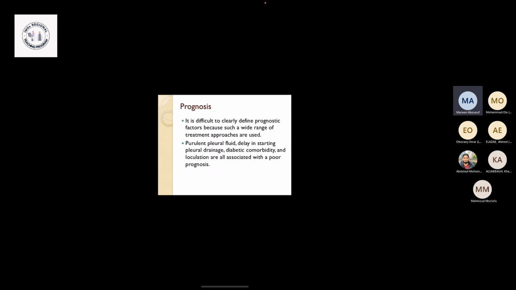For the prognosis, it is difficult to clearly define prognostic factors because such a wide range of treatment approaches are used. Purulent pleural fluid, delay in starting the drainage, comorbidity such as diabetes, and loculation are all associated with a poor prognosis.